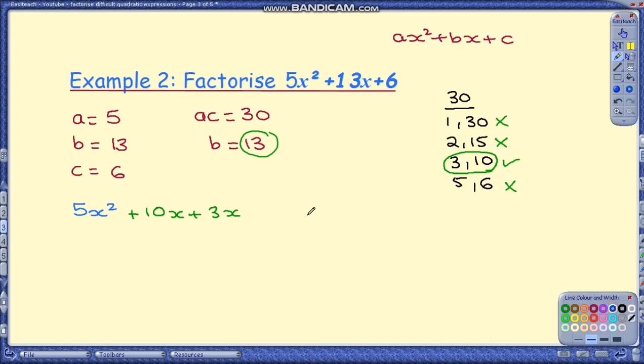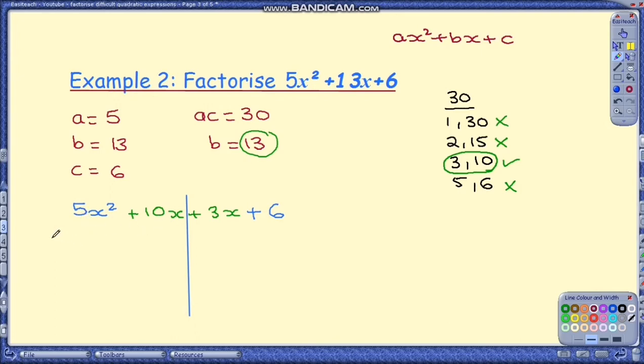And then plus 6, because that was our last term. Then we're going to split in 2. There we go. And think about what we're doing next. What do we do next? Yep, we factorise both sides separately.